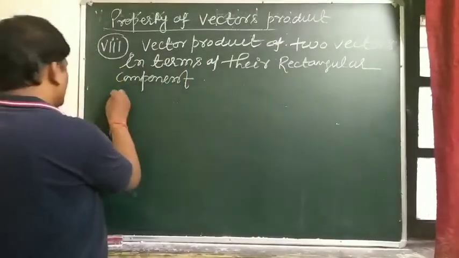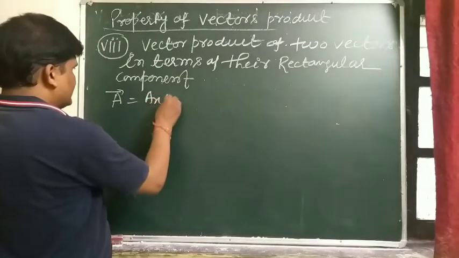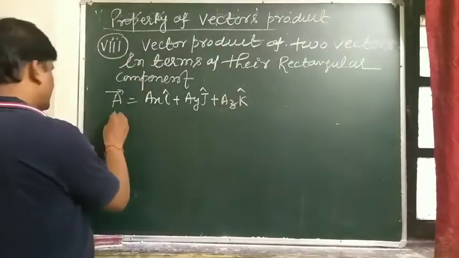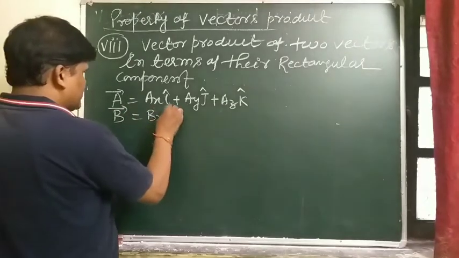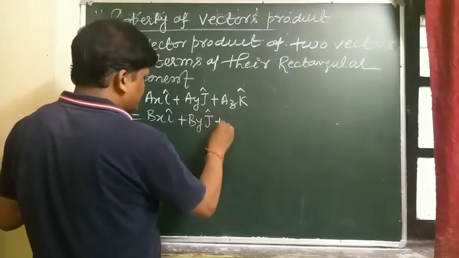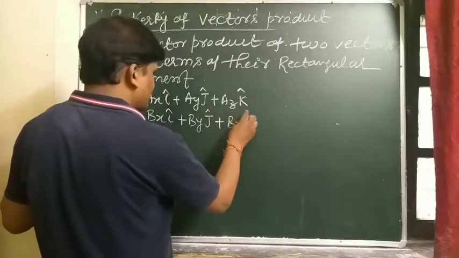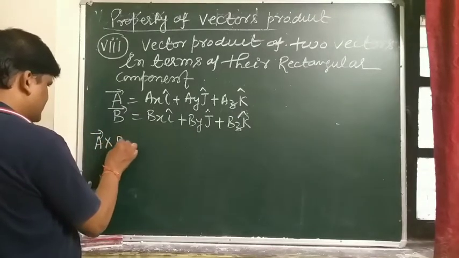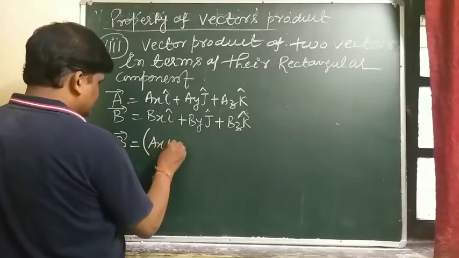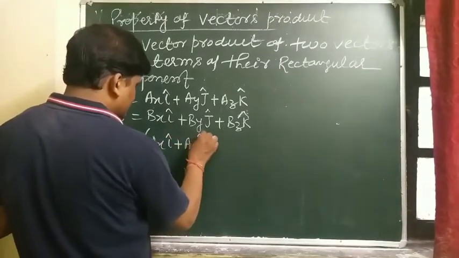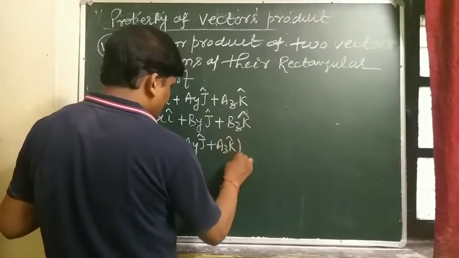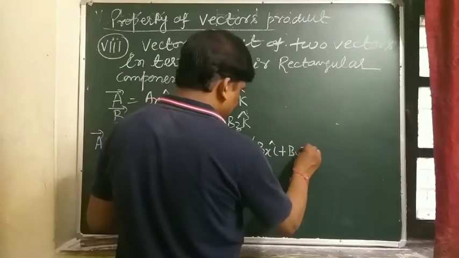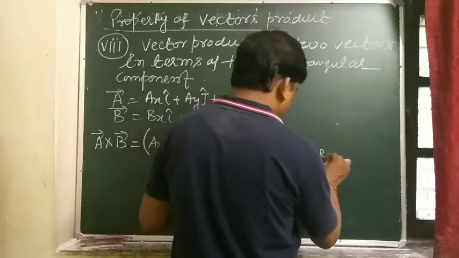And students, you know that vector A is Ax i cap plus Ay j cap plus Az k cap, and vector B is Bx i cap plus By j cap plus Bz k cap, and we have to find the vector product of these two vectors, A and B. Here, (Ax i cap plus Ay j cap plus Az k cap) cross (Bx i cap plus By j cap plus Bz k cap).